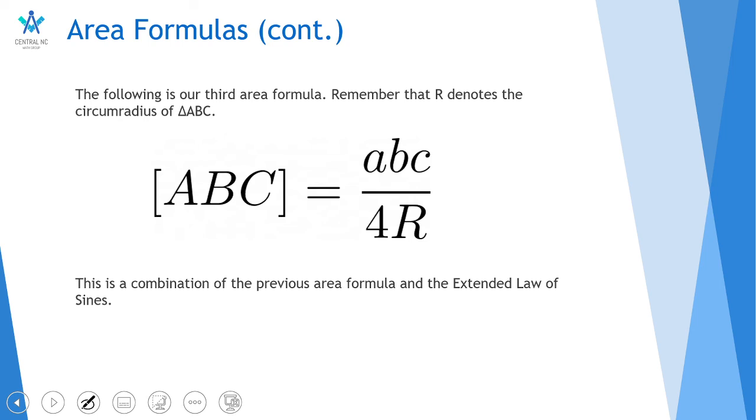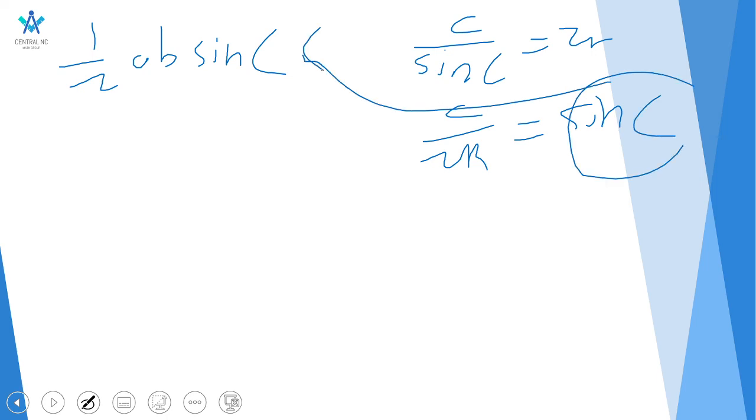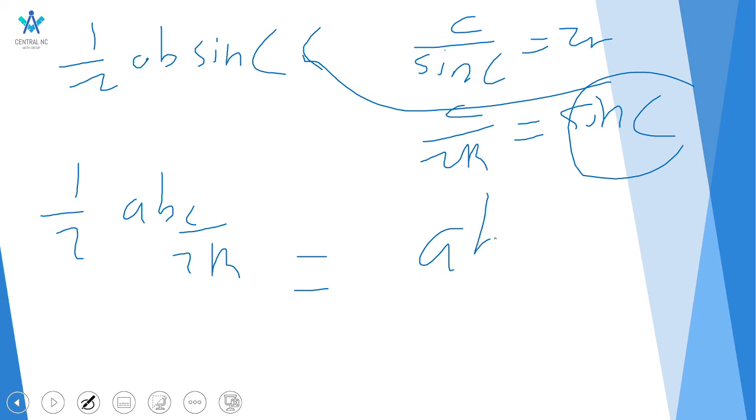Our next area formula is going to be ABC over 4R. If you remember our last formula, 1/2 AB sine C is the area. What we do to this is we use the extended law of sines here, which is C over sine C is equal to 2R. Rearrange this as C over 2R equals sine C, and we literally plug this in here. 1/2 AB times C over 2R, which is equal to ABC over 4R. Done.